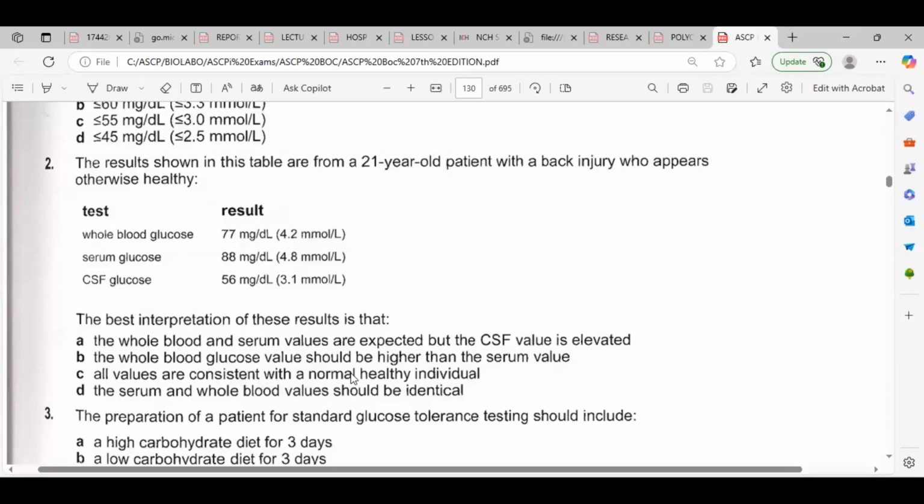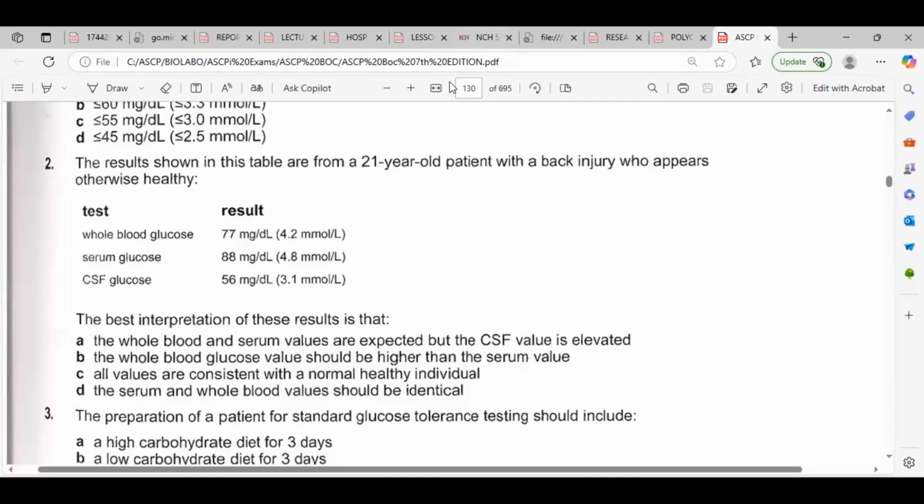So C is the one correct. C is the only correct one because all the values are consistent, like 88 is normal, 77 is normal, and even 56. If someone doesn't know the normal range of CSF glucose, you can be confused, because even though the two of them are normal, sometimes CSF can be abnormal. But you should always remember it is around 70% of the serum glucose. That is the glucose for CSF. Okay, I hope that one is a bit clear.